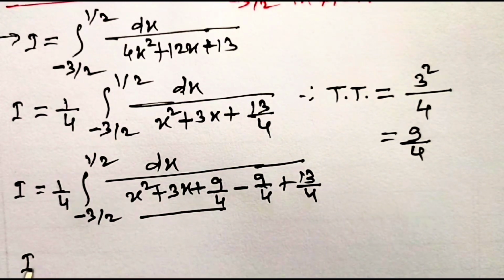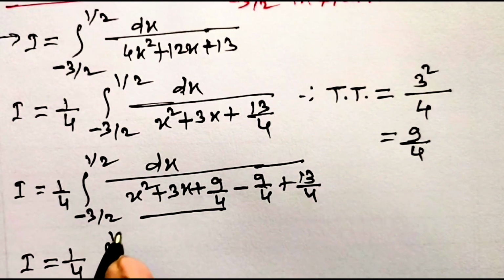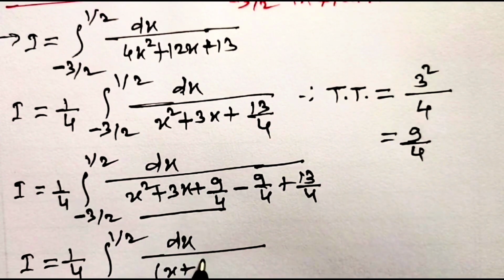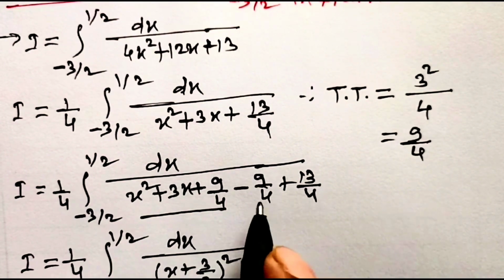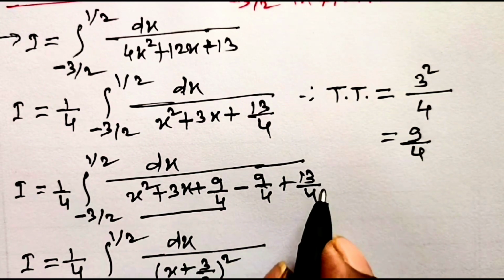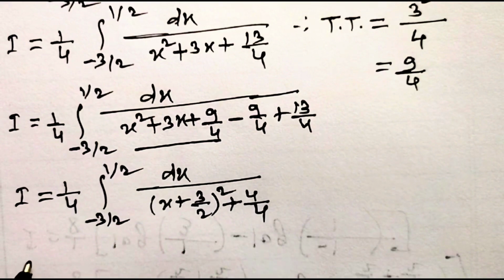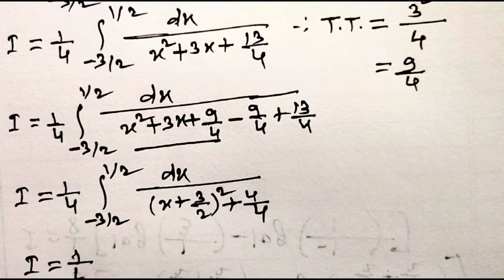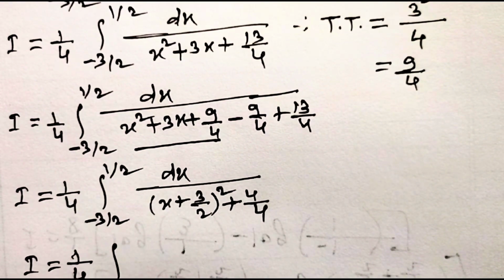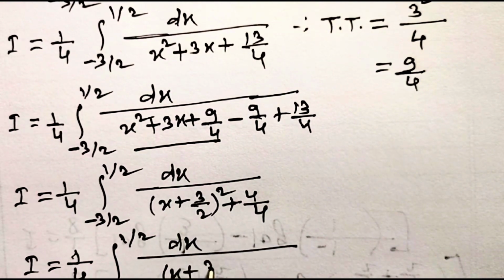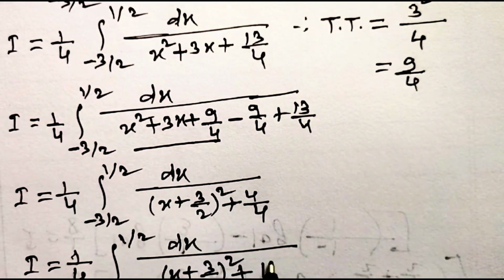So I is equal to 1 upon 4 integral from minus 3 upon 2 to half dx divided by, for these first three terms, x plus 3 upon 2 bracket square, minus 9 upon 4 plus 13 upon 4, that is 4 upon 4. And you know 4 upon 4 is 1. Hence I is equal to 1 upon 4 integral from minus 3 upon 2 to half dx divided by x plus 3 upon 2 its square plus 4 upon 4 is 1, we can write 1 square.